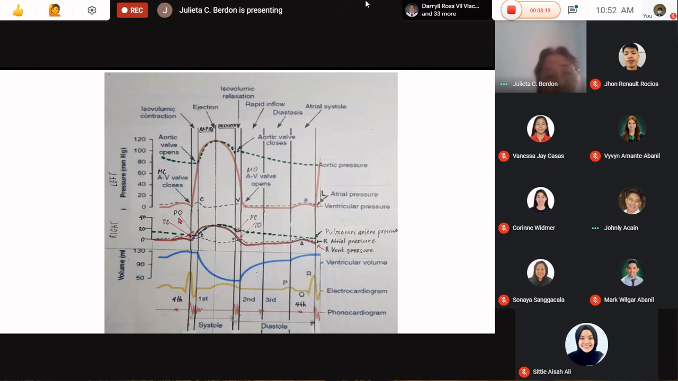PO is pulmonary valve opening. Di siya ni open diri. Diri una, o. Ang imong aortic valve ni open diri. So, unsa may unang ni open? Pulmonary valve open first. Why man una na siya?